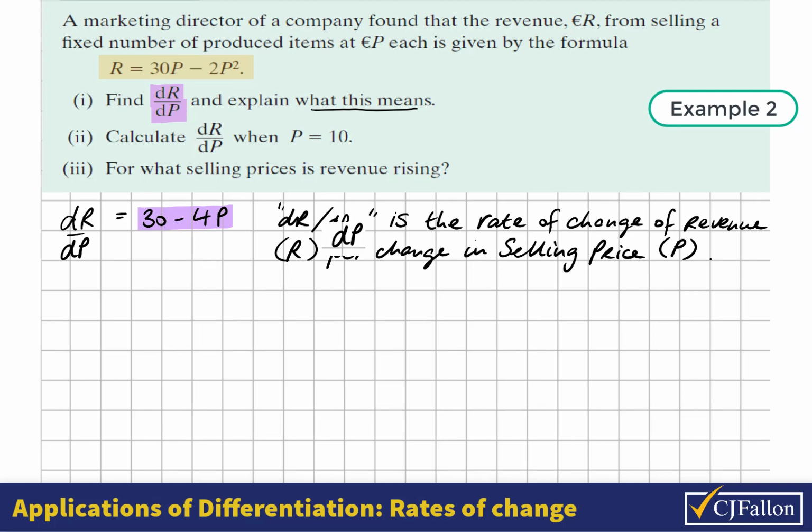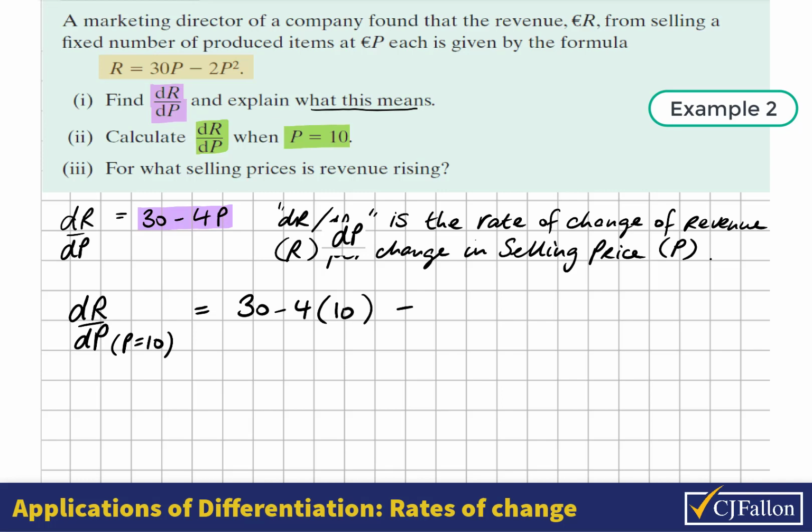In the second question, we're asked to calculate dR/dp when p equals 10. Well, we know dR/dp is 30 minus 4p, so we're going to sub the value 10, or 10 euros, in for p into this. This is going to give 30 minus 4 tens, or 30 minus 40, which is negative 10.